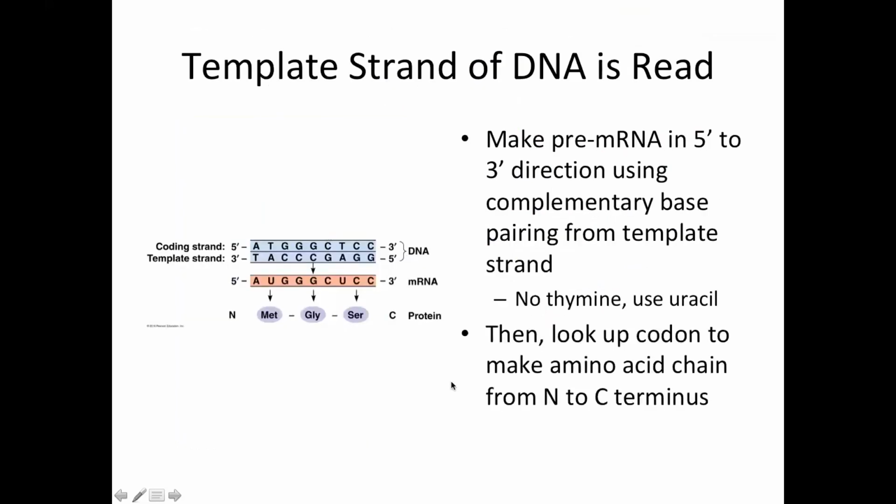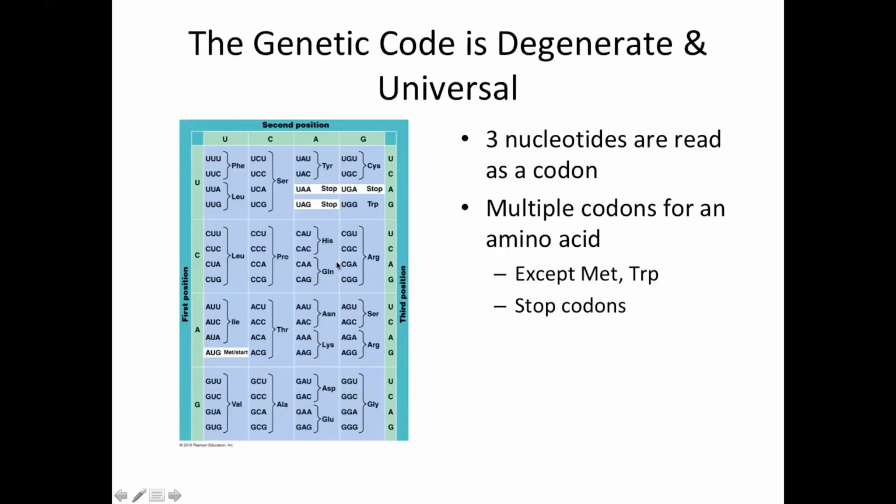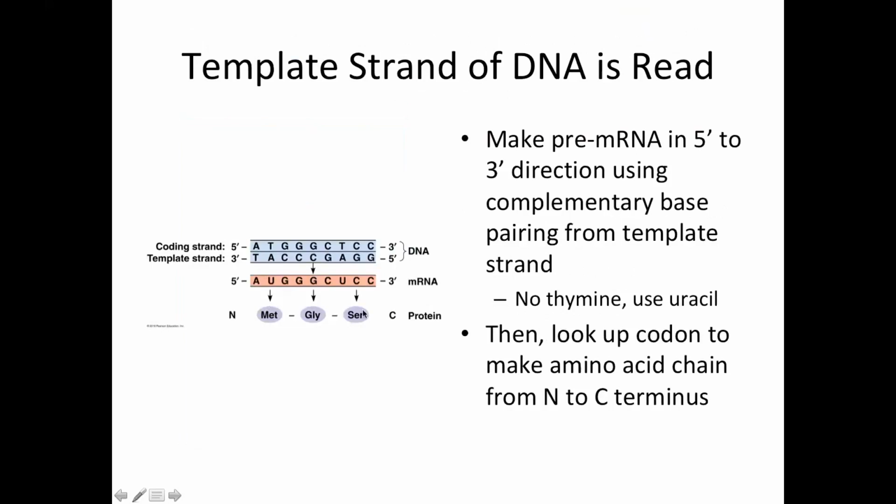Okay, so this is showing you how we get from the DNA to the mRNA to the protein. So we start with our template strand, and we're going to use complementary base pairing to make the mRNA in the 5' to 3' direction from our template strand. Switching anytime we would normally put a T, we put a U. Remember, there are no T's in the language of RNA, we only use U's. And then we would break it into groups of 3, and we would use the codon sheet, which is this chart right here, to get the amino acids. And we build our peptide from N to C terminal.